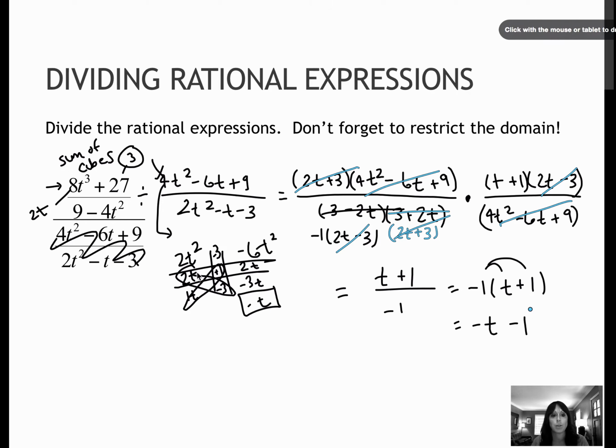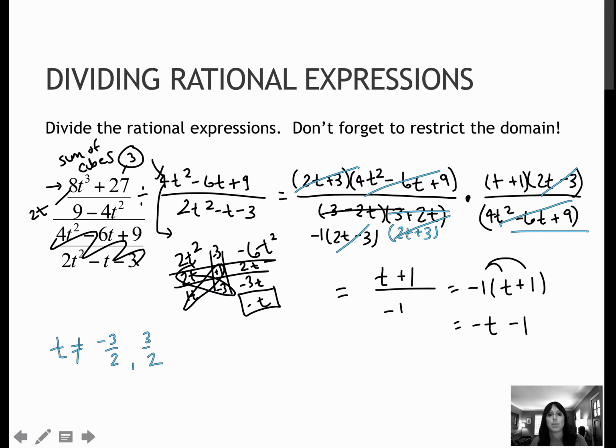The restrictions on the domain, I kind of skipped over that. We know that t could not be negative 3/2 or positive 3/2, and that's it. Because this one, remember, didn't factor, so we didn't have to worry about it. So I basically set this equal to 0 and this equal to 0 and solved.